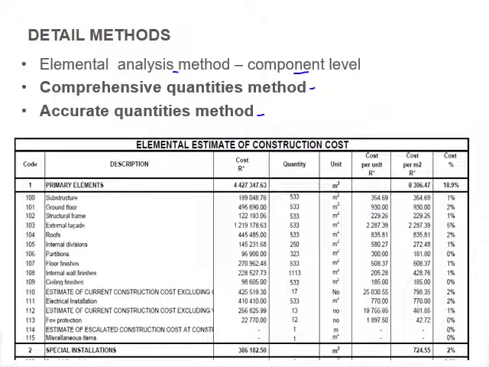So you can see your elemental estimation is now broken down. Here you've got your primary elements divided into all of these items. And you can see this is just a summary, so you can calculate your total cost, the area of your building, and then you just calculate what your rate per square meter is based on the elements that you measured.